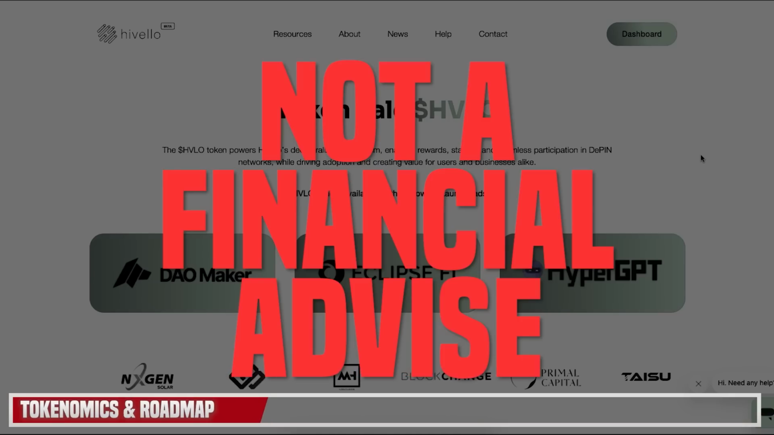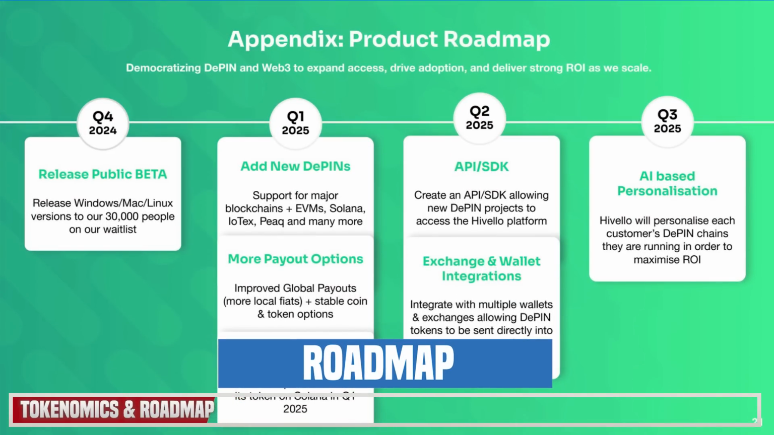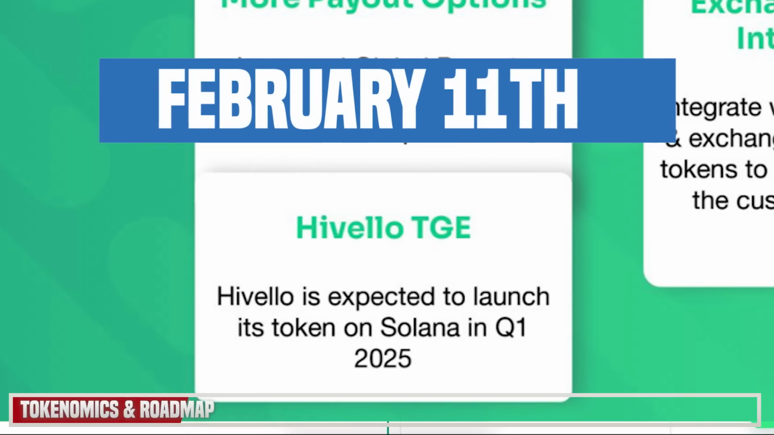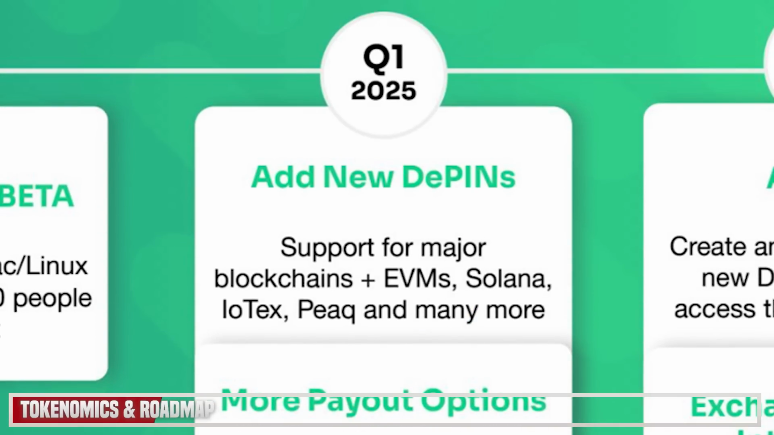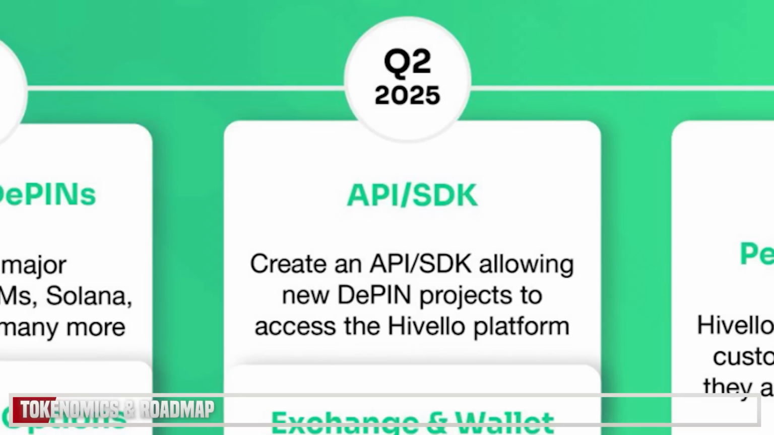But as you know, I don't give financial advice on investments. And quickly looking at the roadmap, you can see that the token is going to be launching, and this is actually going to launch on the 11th of February. They're going to be adding more Depin projects. They're going to be adopting the wallet and sign-in integrations with Q2, allowing you to draw in USDT, fiat, or tokens. And then they're going to have their APIs with additional Depins added later on.